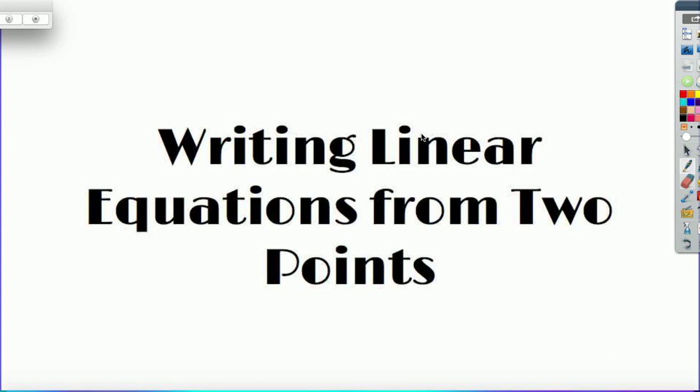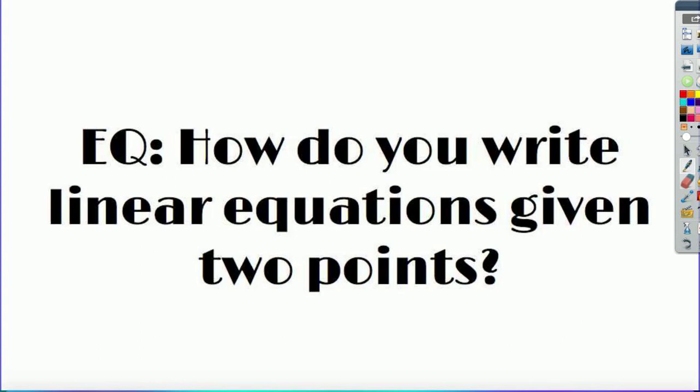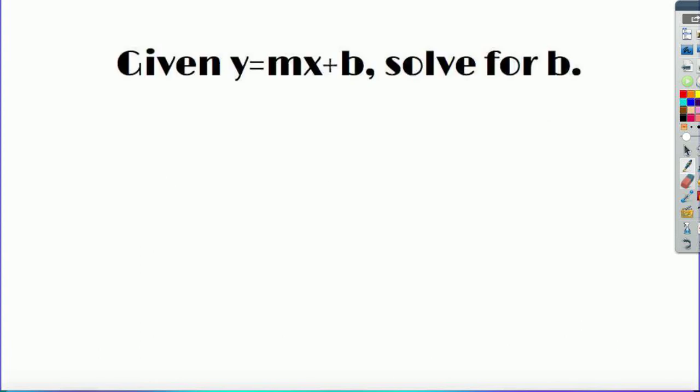Today's lesson focuses on writing linear equations given only 2 points. Our essential question is, how do you write linear equations given 2 points? So if we're going to write an equation and all we have is 2 points, we are trying to write it in slope-intercept form, and so we need 2 pieces of information. We need a slope and we need a y-intercept.